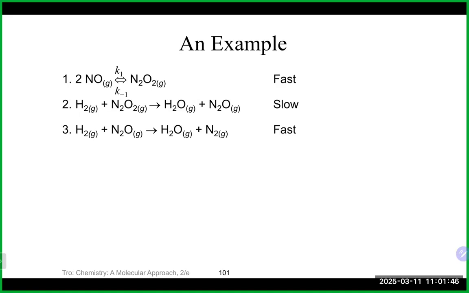There's a really easy way to determine which one is the rate determining step in this type of problem. The easy way is that it pretty much says slow next to it. So that's how you know it is. Not too hard to figure out.